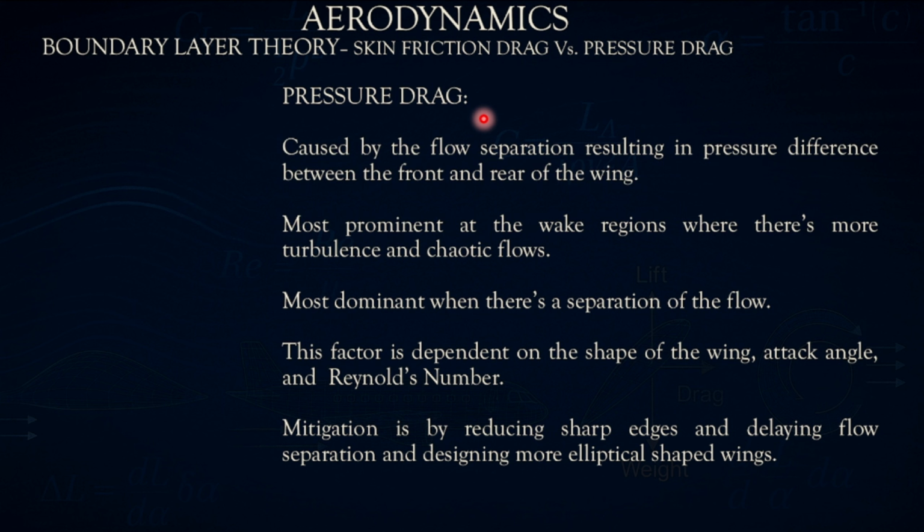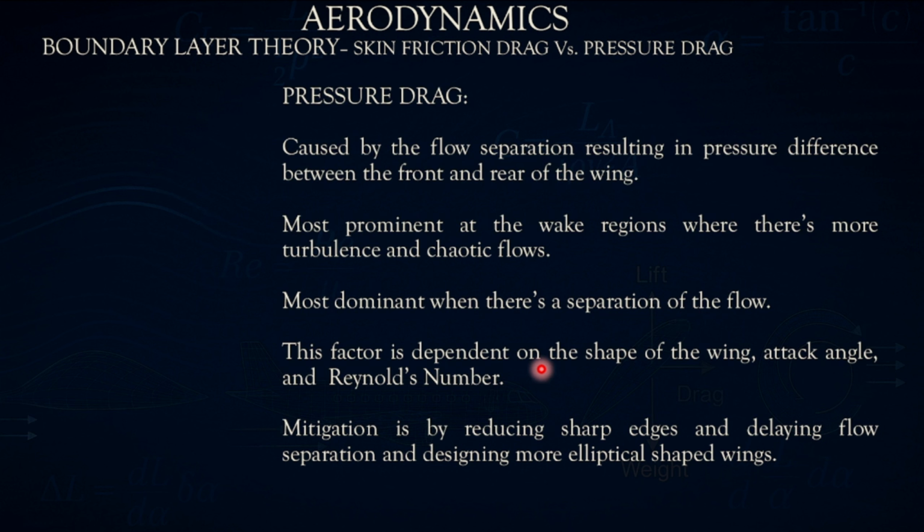This type of drag is caused by flow separation, resulting in a pressure difference between the front and the rear of the wing when you have a peeling off of the boundary layer. This is what pressure drag is. It is most prominent at the wake regions of the wing, where there is no stable flow, there is more turbulence and chaotic flows. It is most dominant when there's a separation of the flow. Actually, it can also occur when there's no full separation, like at the center of the wing.